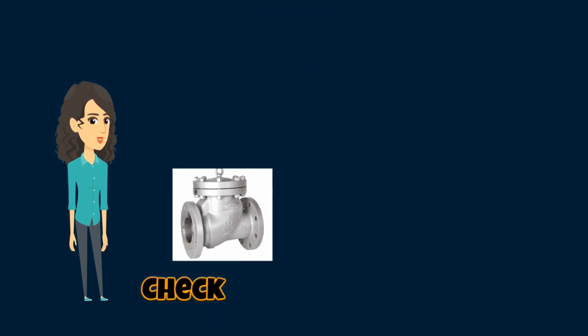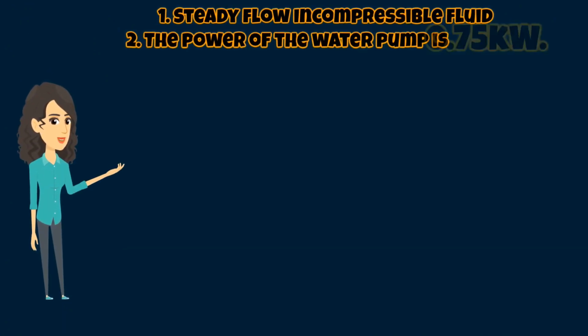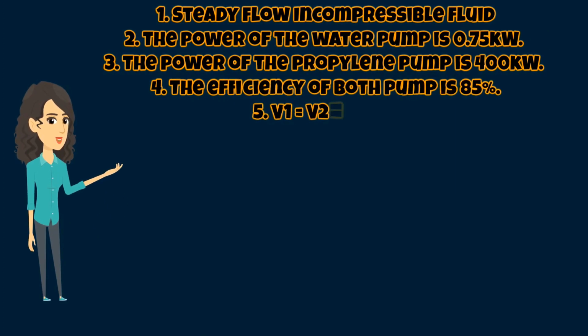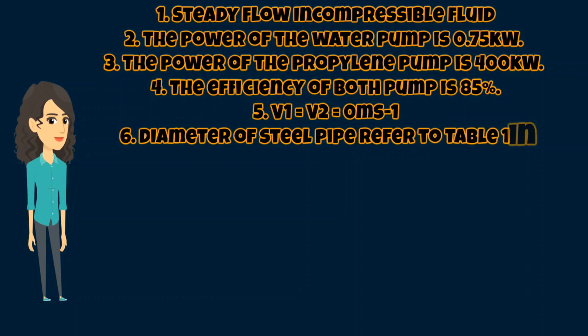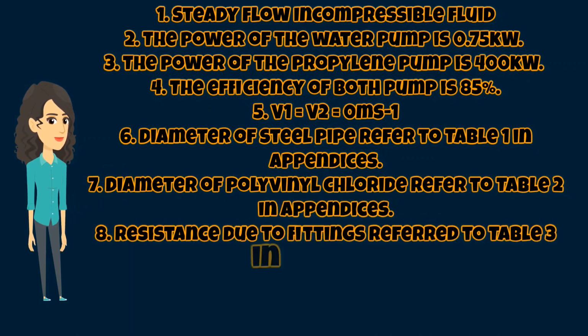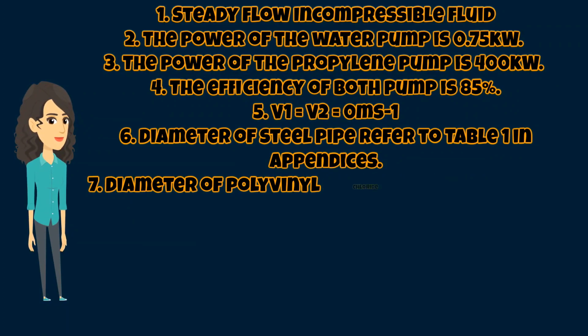In order to calculate the pressure drop, we made a few assumptions, which are steady flow, which means mass flow rate in equals out, incompressible fluid, indicating no density change due to pressure and temperature, and the velocity change is 0 since the pressure drop is measured in the same pipe. The power of the water pump is 750 watts and the power of the propane pump is 400 kilowatts.